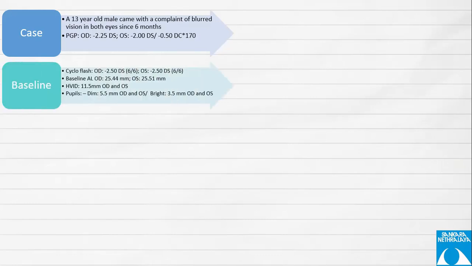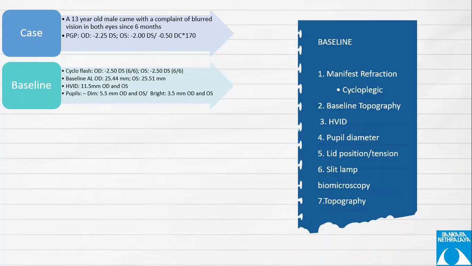So I'm going to take you through a case and side by side discuss how we go about prescribing an Ortho-K lens. A 13-year-old male comes with a complaint of blurred vision in both eyes, and they're already on a glass prescription of minus 2.25 diopter sphere for the right eye and minus 2 diopter sphere with a small cylinder for the left eye, and they want some glass-free options. So these are the baseline evaluations which we do before we prescribe an Ortho-K lens.